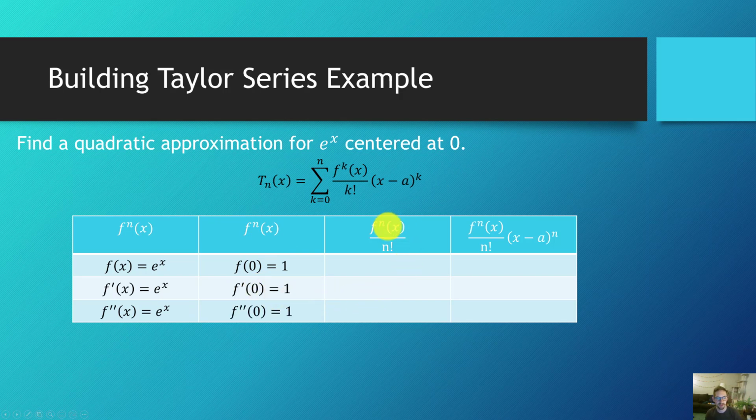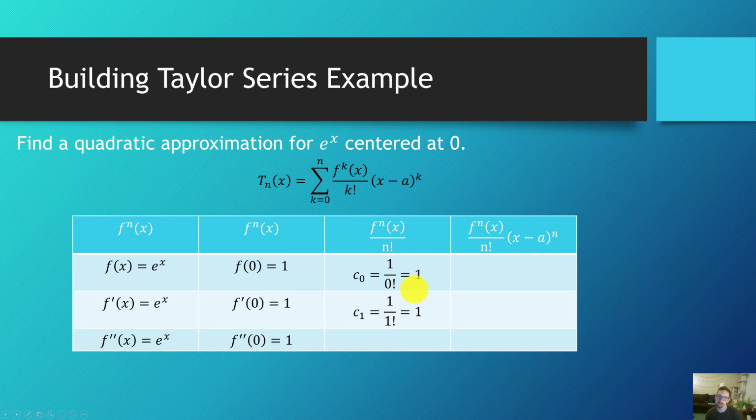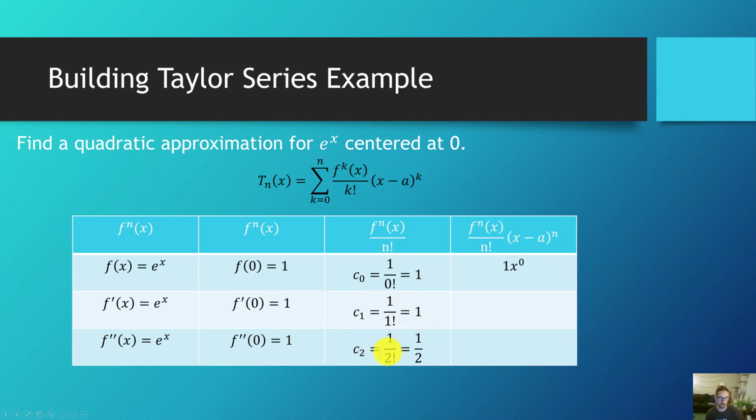For the next part, we're going to divide each of the numbers we just found by n factorial. That will get us the final coefficients. So C0 is 1 over 0 factorial, which is 1. C1, 1 over 1 factorial, which is also 1. And then C2, 1 over 2 factorial, which is 1/2.